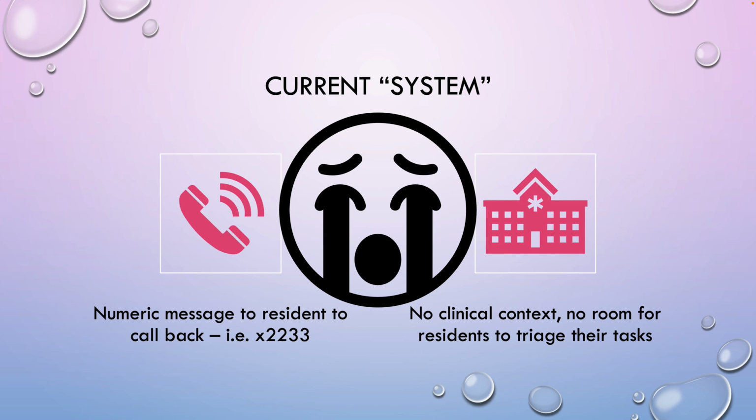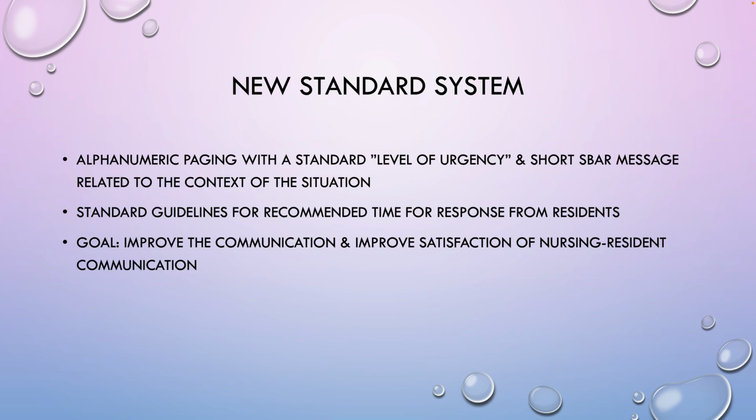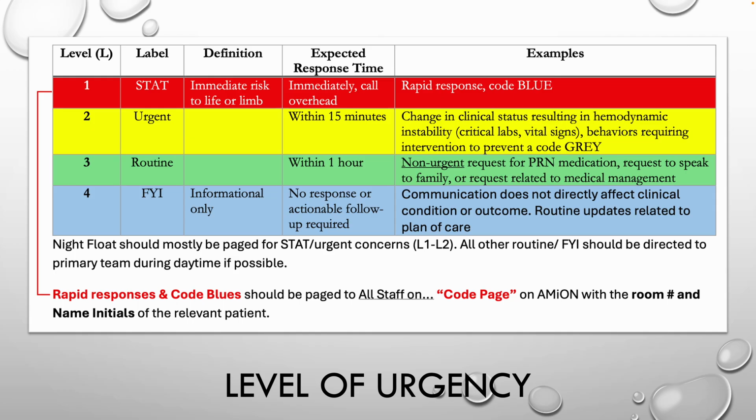So what we're trying to do is create a new standard system of communication that's alphanumeric. You'll still get the station number that you're going to have to respond to, but you'll also get a short message associated with that page. We've created a protocol, and I'm going to go through that. This is for us to know how quickly a nurse is going to want us to respond, and the goal is really to improve communication and hopefully satisfaction as well.